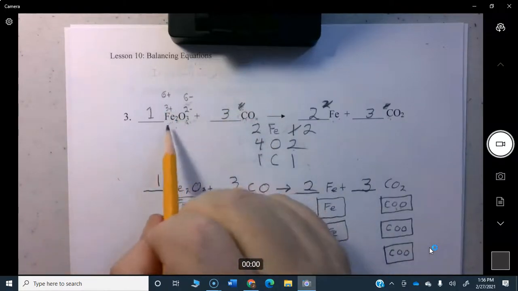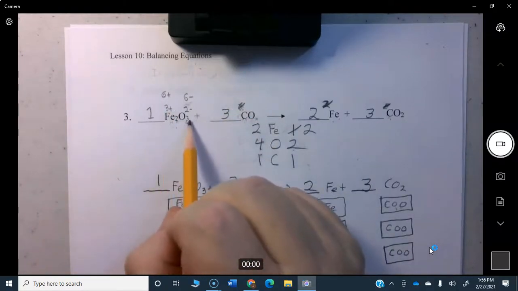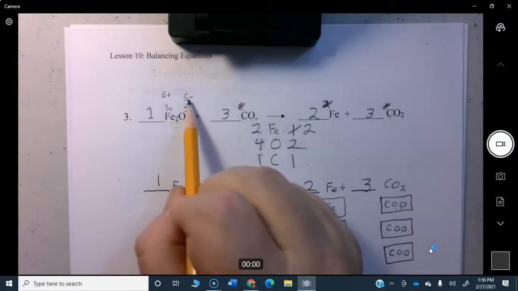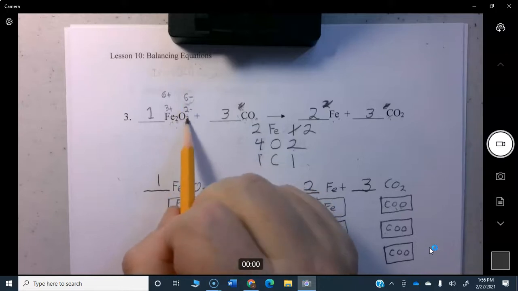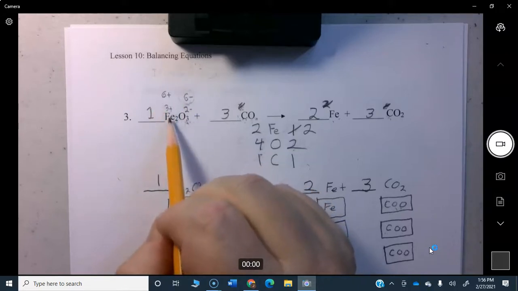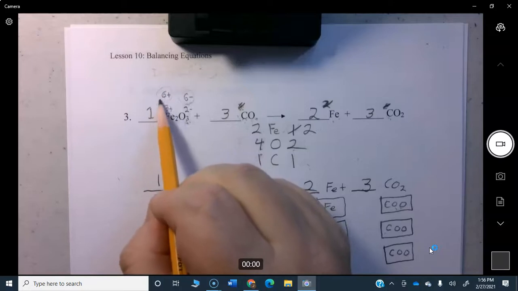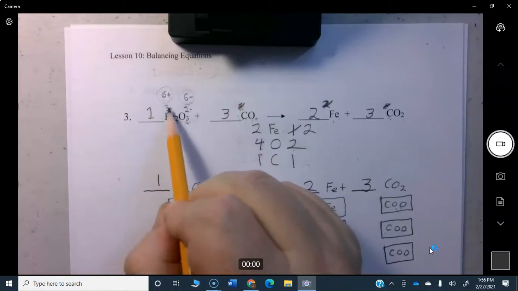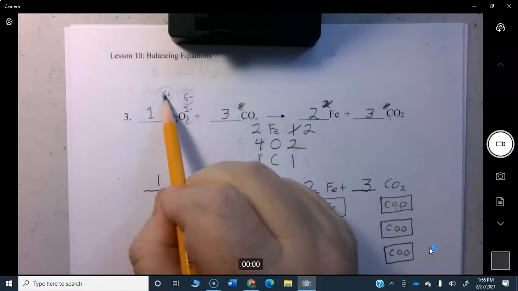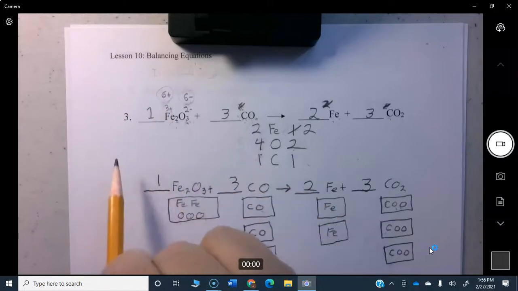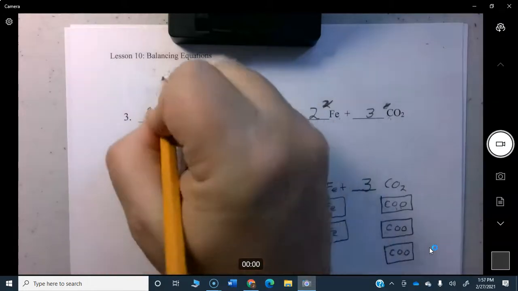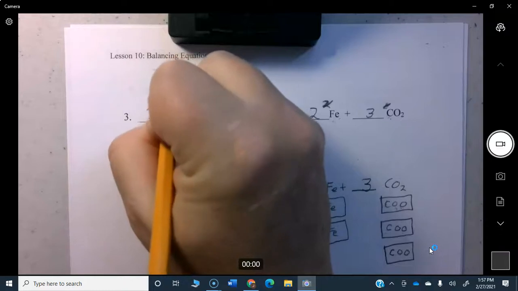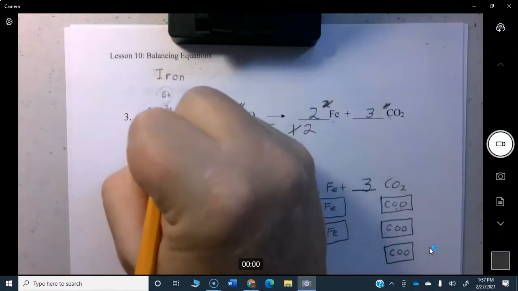Okay, so let me say that again. We're not sure about the iron at first, but we know oxygen is a 2- charge, and we have 3 of them. So 3 times 2- is 6-. So we have a 6- charge for oxygen. The iron has to balance that with a 6+ charge, and we have 2 iron. Therefore, 2 times whatever that charge is has to equal 6. That means it has to be a 3+ iron. So the name of this would be iron. Now it's not the 2 that's the Roman numeral, it's the charge. Iron 3.